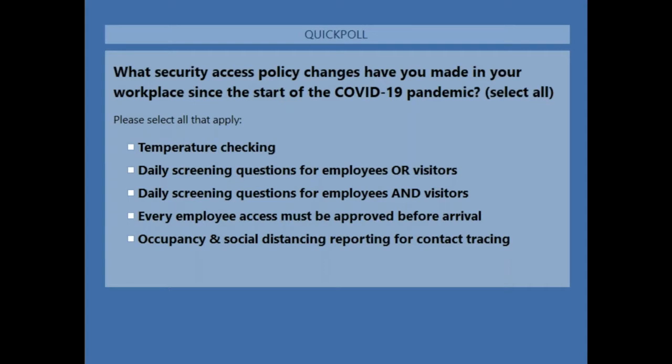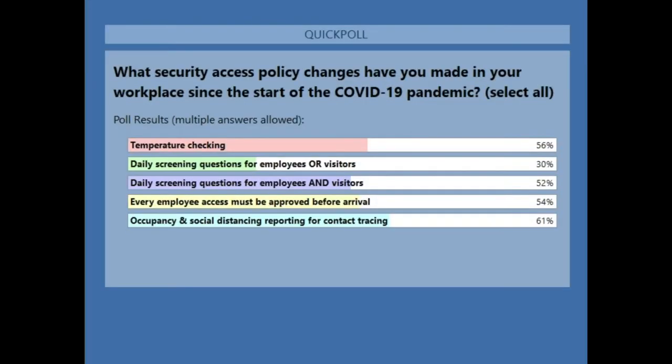Okay, so we'll show the results on the screen now. And let's see here. We have 61% occupancy and social distancing reporting for contact tracing, 56% temperature checking, 54% every employee access must be approved before arrival, followed by 52% daily screening questions for employees and visitors alike, trailed by 30% daily screening questions for employees or visitors. So thank you very much again, and I'll hand it back to Ian. Look forward to your comments on that. Thank you.